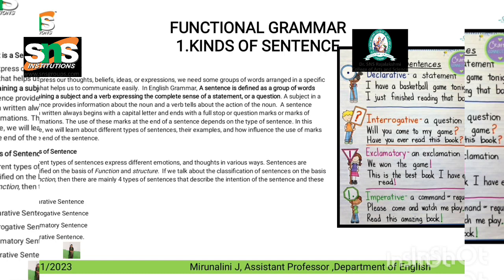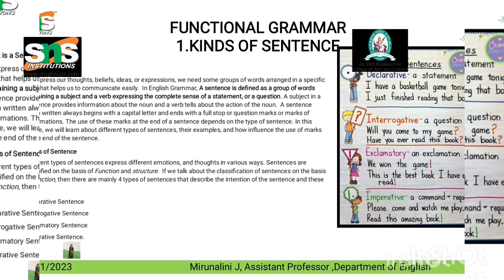What is a sentence? First of all, we all have to know what a sentence is. To express our thoughts, beliefs, ideas or expressions, we need some group of words arranged in a specific way that helps us to communicate easily. In English grammar, a sentence is defined as a group of words containing a subject and verb expressing the complete sense of a statement or question.